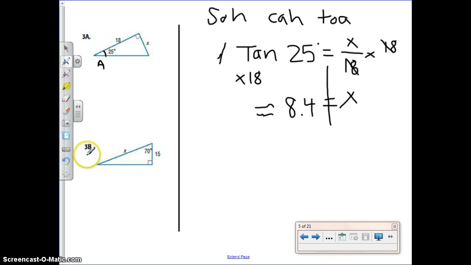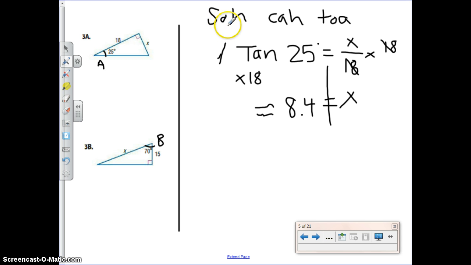Now let's take a look at 3b. So 3b, we have 70 degrees, so let's name this angle. We'll just name it angle B, and we are trying to find the hypotenuse, and we are given the adjacent leg because it's connected to the angle. So now we need to go up to our SOHCAHTOA and look for the ratio that involves the adjacent and the hypotenuse.